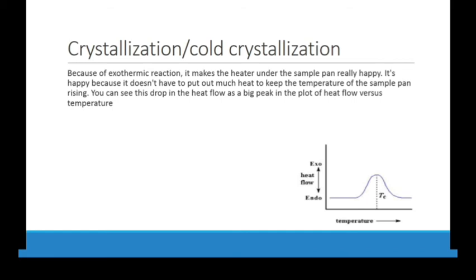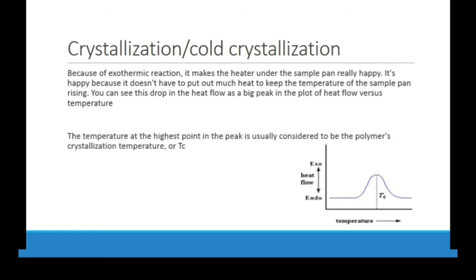Drop in heat means that your heater is not working as much, but the temperature of the sample is increasing and the sample is showing an exothermic reaction, so the surrounding temperature increases. Okay, so that's why the heater under the sample pan did not have to work more and it became very happy. The temperature at the highest point in the peak is usually considered to be the polymer crystallization temperature.